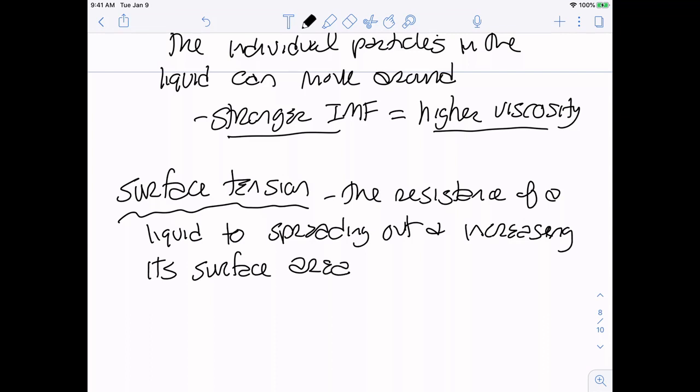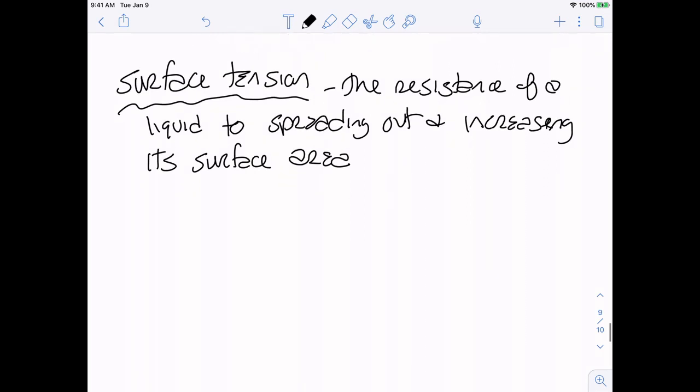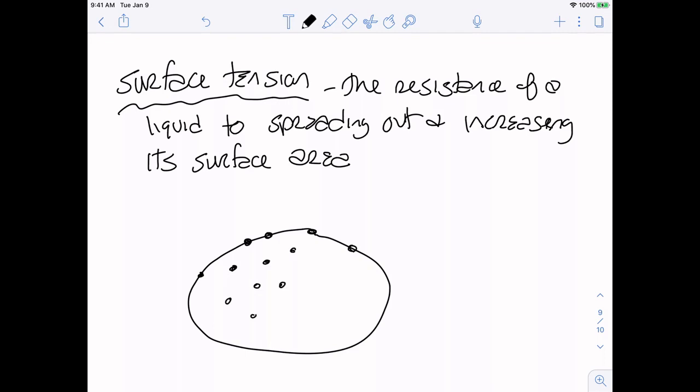This one is also due to intermolecular forces, and it's due mostly to a difference felt in intermolecular forces between the surface molecules and the interior molecules. So if I had a liquid, and I'm just going to draw a drop, let's say we poured liquid onto the top of my iPad and have this drop of liquid. These particles that are on the outside, these dots are representing my particles, and then these particles are the ones on the inside.